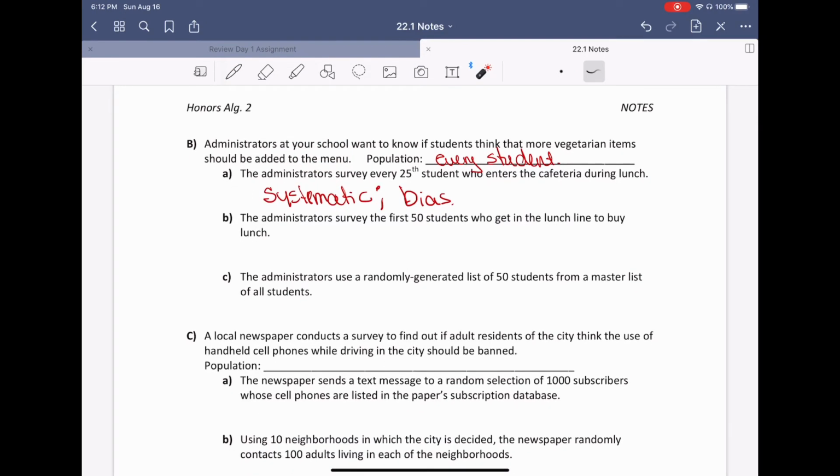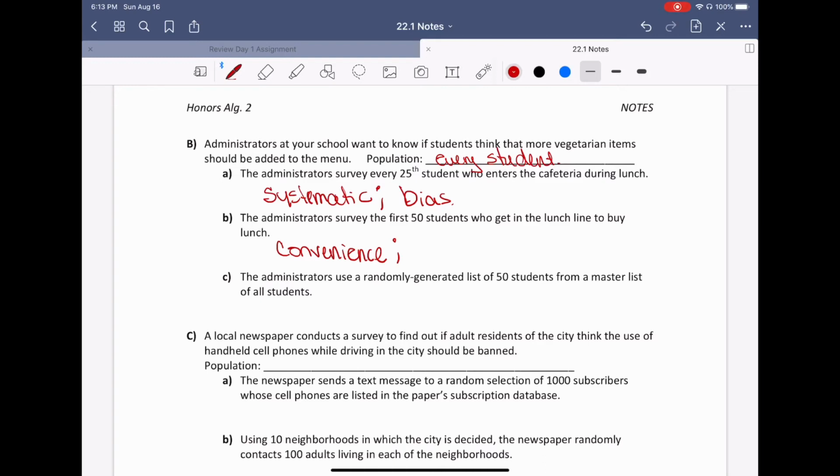All right, example B. The administrator surveyed the first 50 students who get into the cafeteria to buy lunch, okay? Well, if it's the first 50 students, we are looking at this being a convenience sample because it is who they most easily have access to. Now, is there a bias? This kind of goes with what I said about example A.